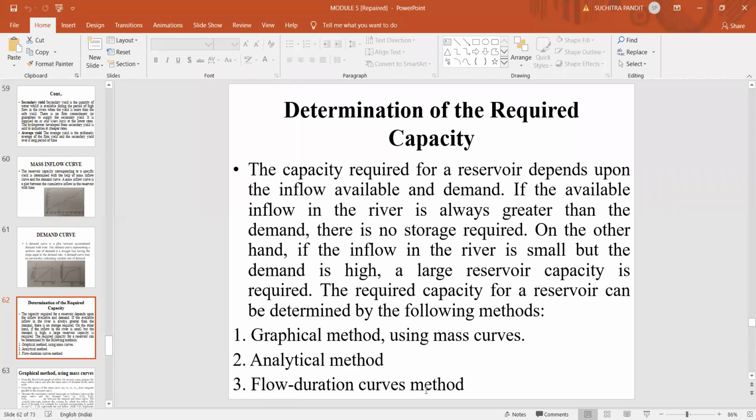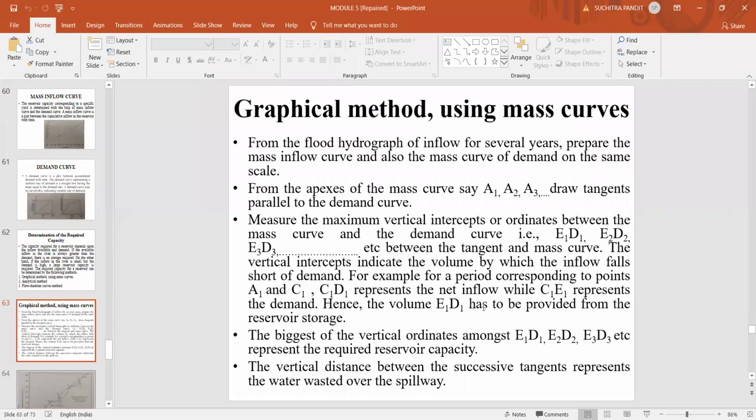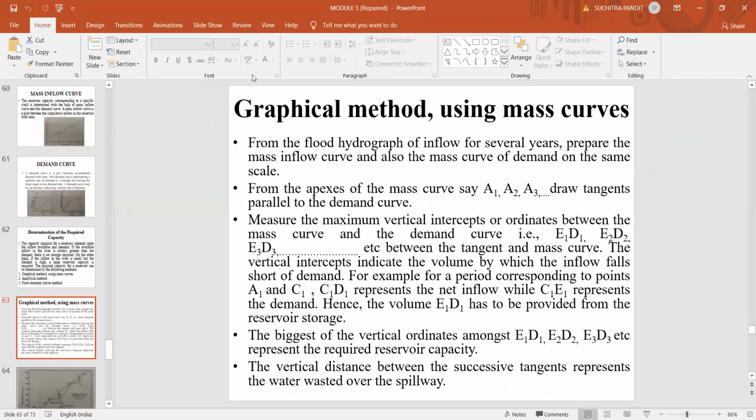This flow duration curve method is not included in your syllabus. So you have only the graphical method, that is by using the mass curve, and the second one is the analytical method. Now we shall discuss the graphical method.